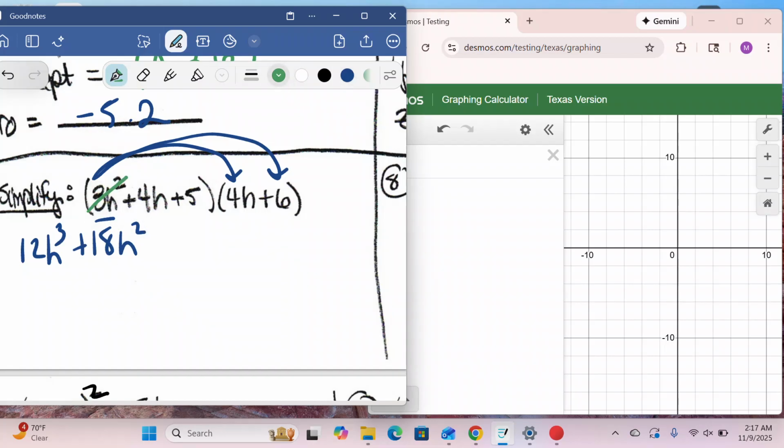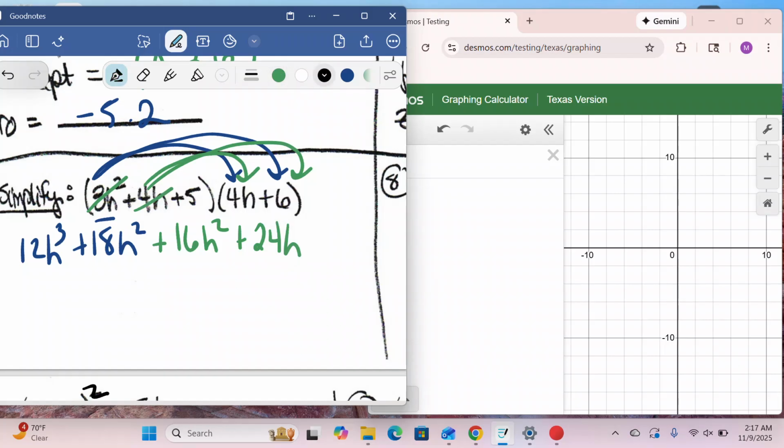I'm done with that one. I'm going to do the next one. So I'm going to distribute right here into this one. Positive 4h times 4h gives me a positive 16h squared. And then I'm going to distribute here into this one. And then, of course, 4h times 6 gives me a total of 24h. And then I'm done with this one.